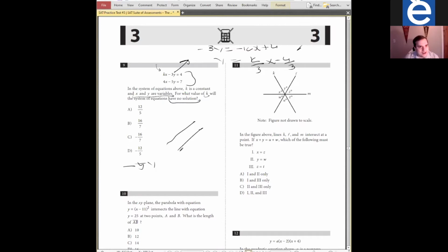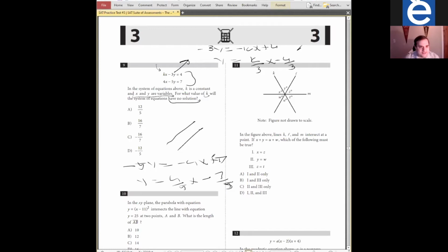Negative 5y is equal to negative 4x plus 7. Y is equal to 4/5 x minus 7 over 5.